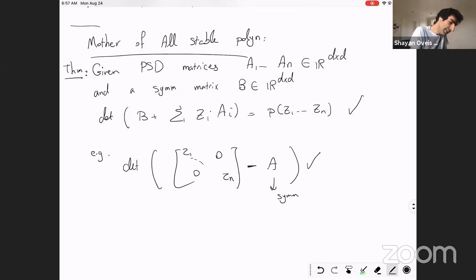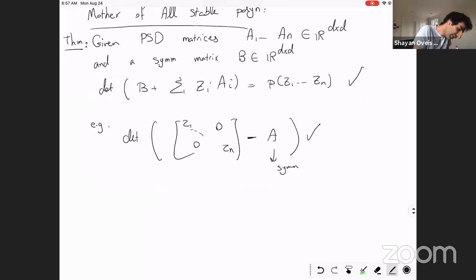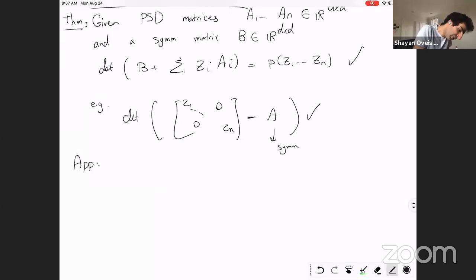So let me tell you immediately one application of this theorem. If you look at the notes, I've proved there, in the second background notes, which is about the random spanning tree distribution, the so-called matrix tree theorem.